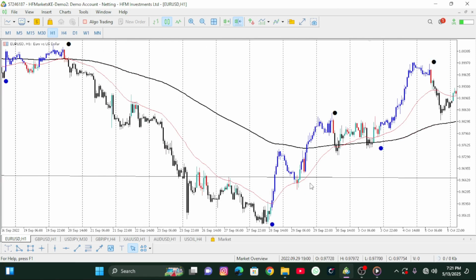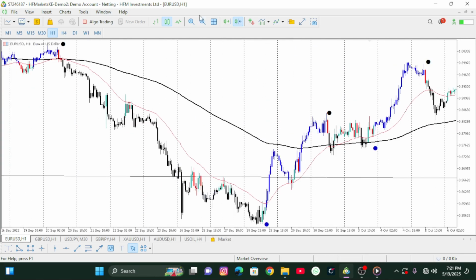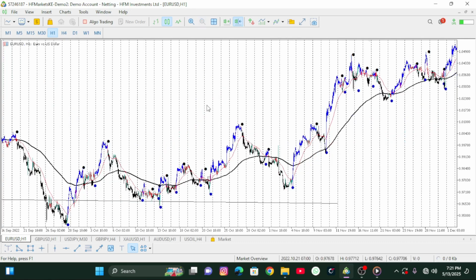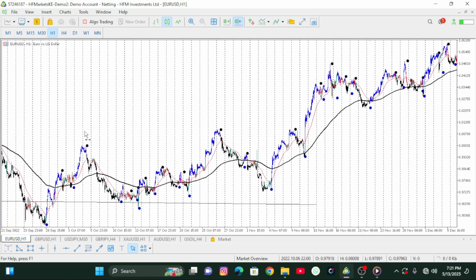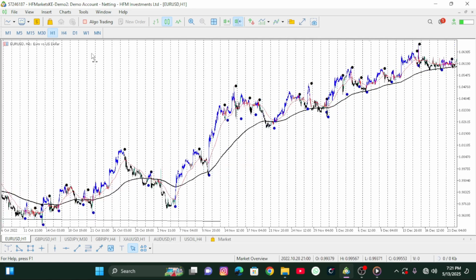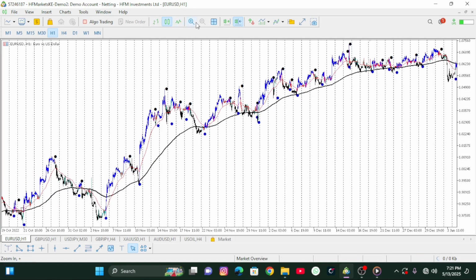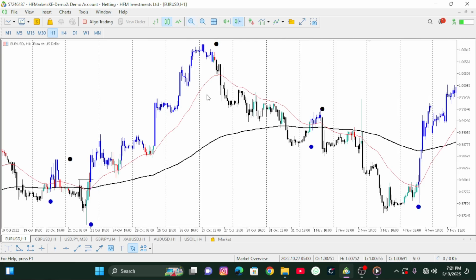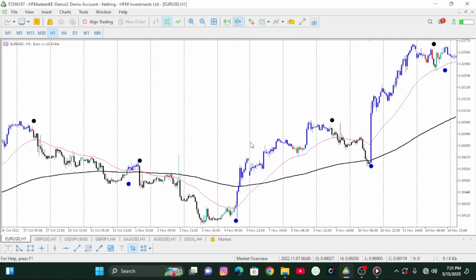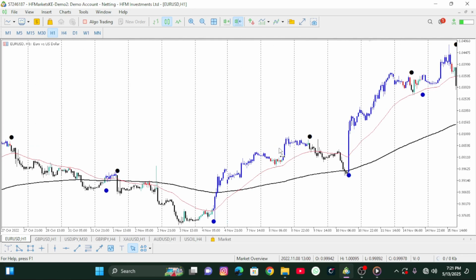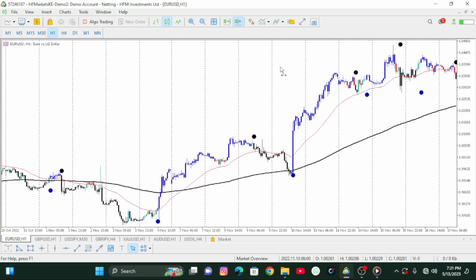Now this would have been a nice setup. Let us look for a nice trend to the upside. Okay, now let us go to this. Let us try and filter out this trend. So how would you approach this one?